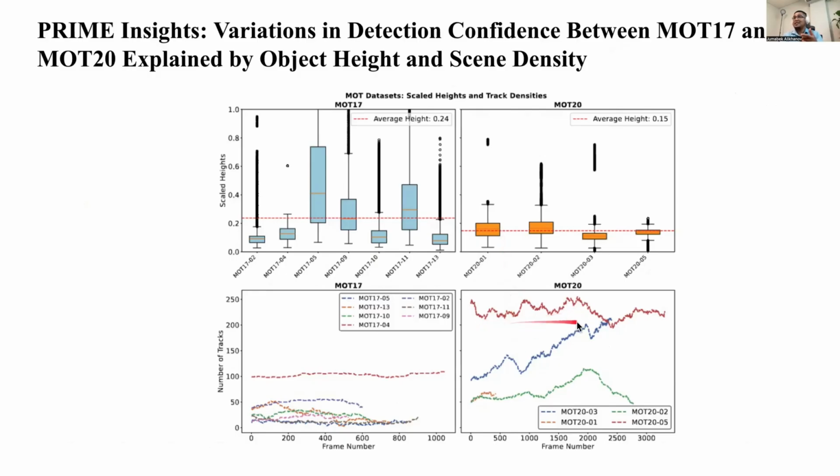So if you see here, this is the density of the scene. This is the number of people in one frame, right? For MOT20, some videos have a really large number of people in one frame, like a crowded scene. So this is another thing which is affecting the results.